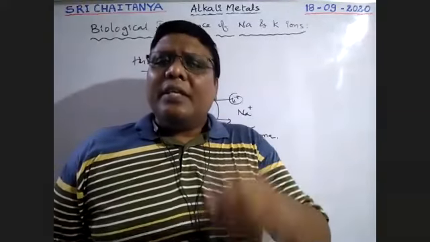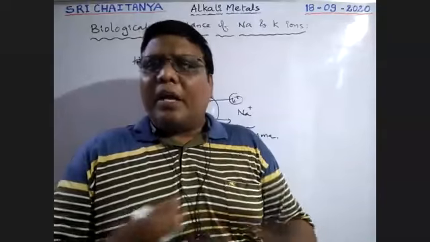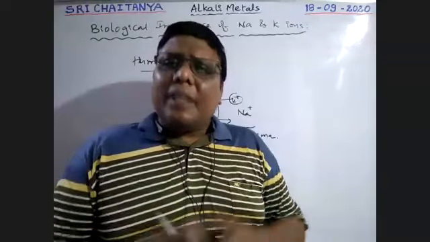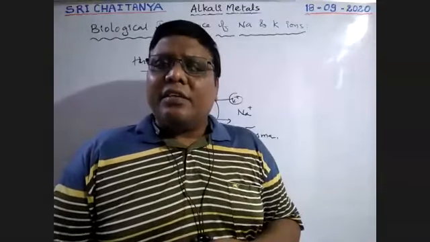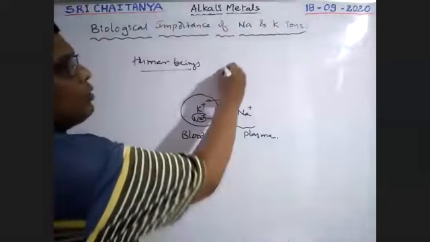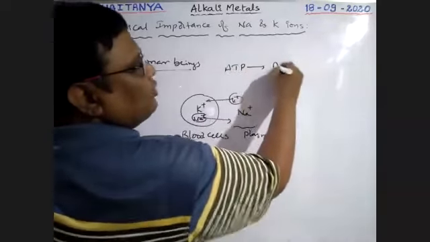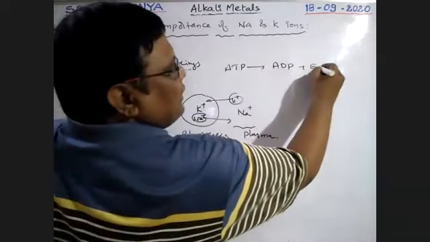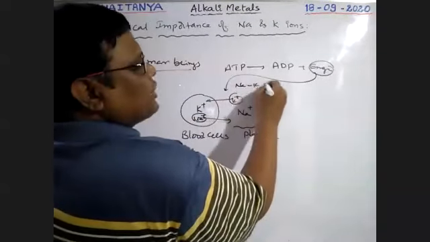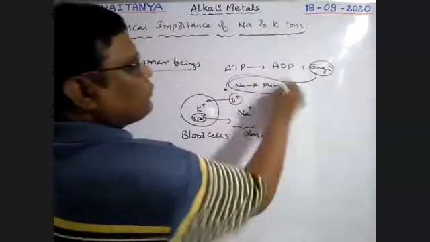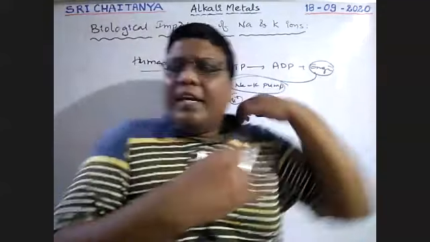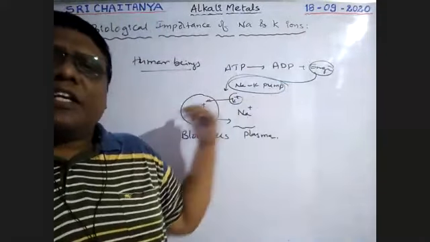For that purpose, some energy is required, for the pumping of ions in and out. That energy comes from ATP. Adenosine triphosphate is changed to adenosine diphosphate. Some energy is released, and this released energy is used for the sodium potassium pump, for interchange of the extra ions present.